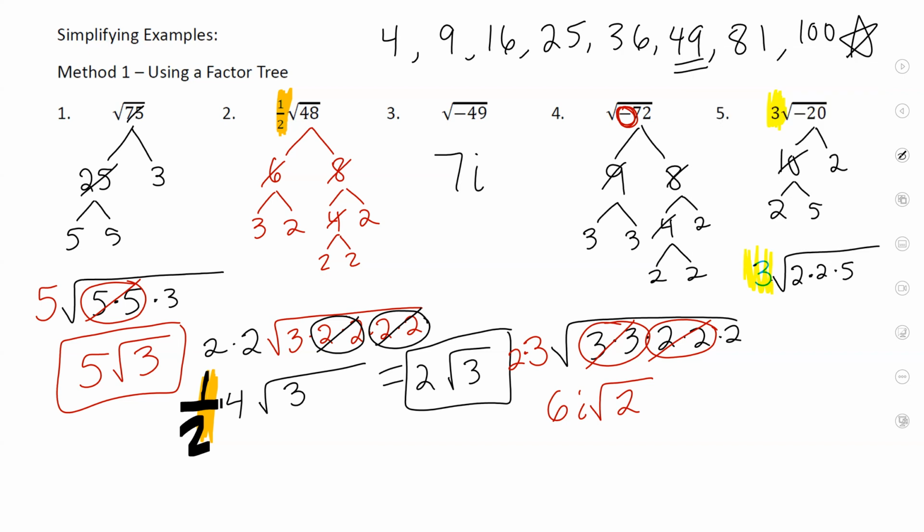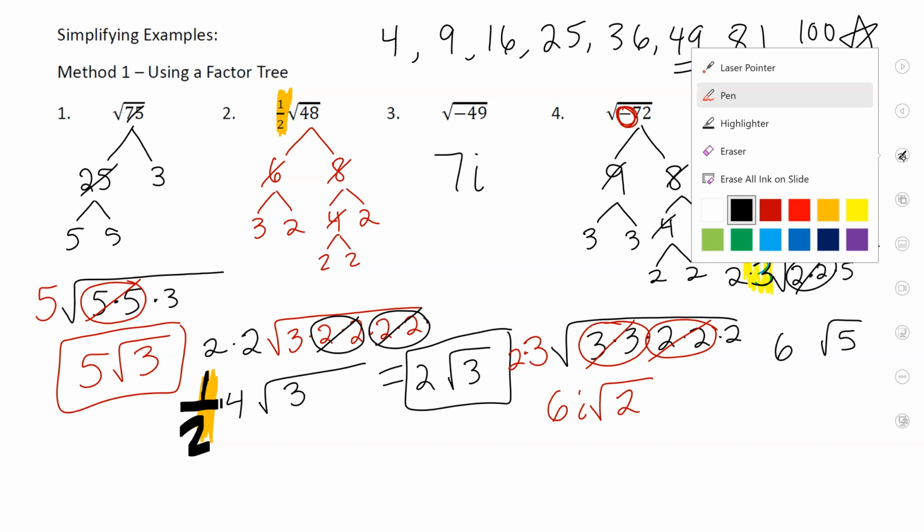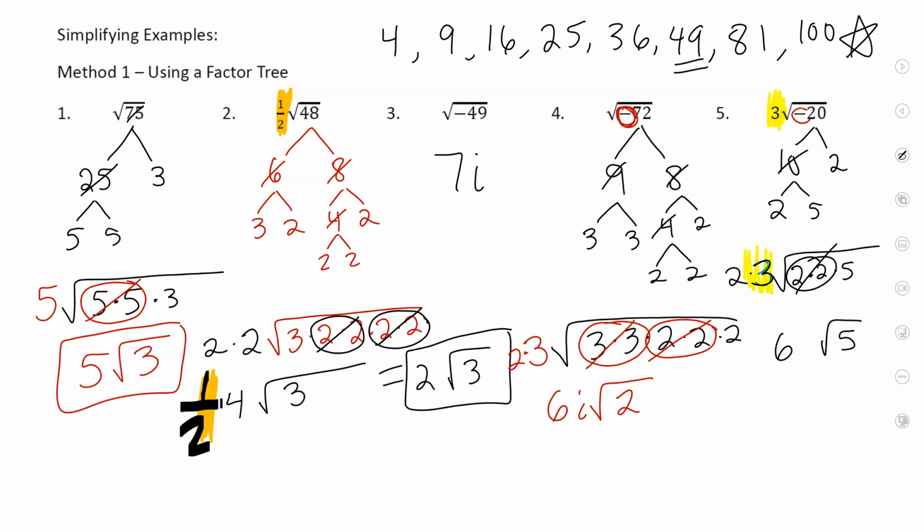Okay. So circle your pairs. Cross out the pairs, put it outside. So we're going to multiply. We have a 6 and square root of 5. Now remember, we have a negative. So what should I put? An i. So this is your answer. If you put a negative inside of that, it would be wrong. This is not -6. You wouldn't put a negative there, no.